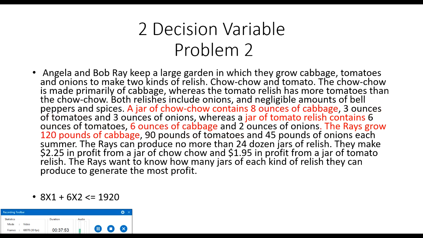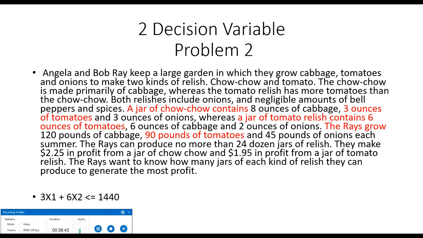Next, we're going to move on to our second constraint. A jar of chow chow contains 3 ounces of tomatoes. A jar of tomato relish contains 6 ounces of tomatoes. I'm reading the red highlighted text. The Rays grow 90 pounds of tomatoes. This, again, is something that we have looked at prior, and we have to convert the 90 pounds of tomatoes into ounces. So we multiply 90 times 16, and we get the final solution of 1,440 ounces of tomatoes.